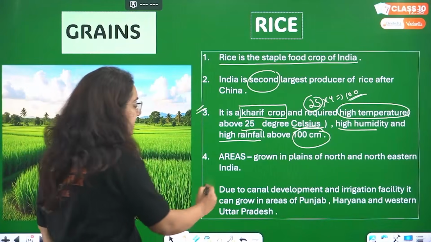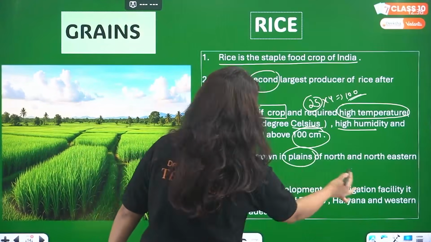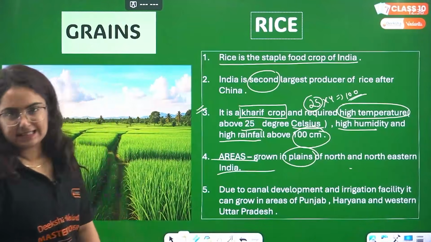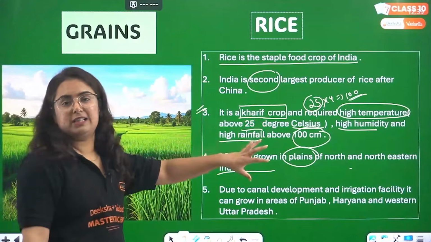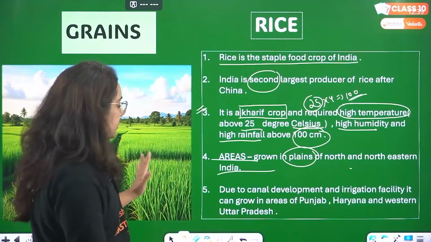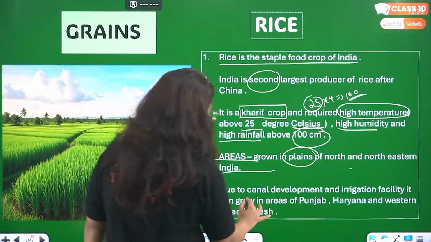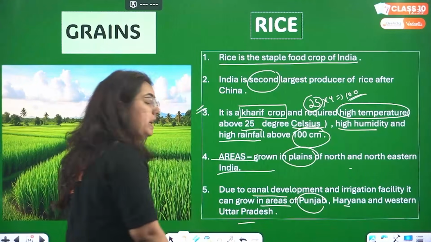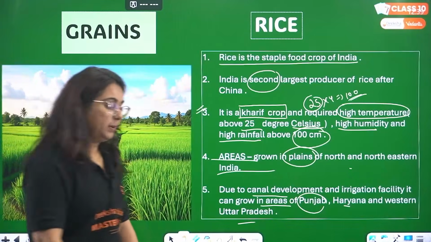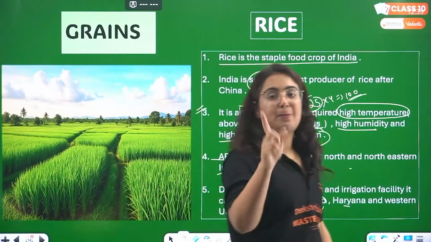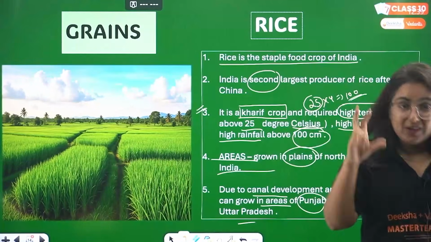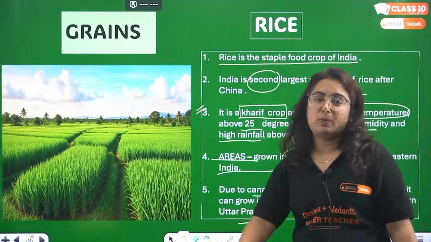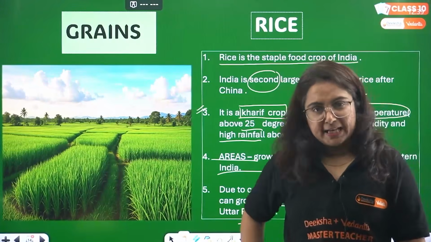The next is the areas. It is grown in the plains of north and northeastern India majorly. Due to canal development and irrigation facilities, it is grown in areas of Punjab, Haryana and western UP. However, here rice is treated as a commercial crop and not a subsistence crop, which is in northeastern India and West Bengal majorly. Getting my point?